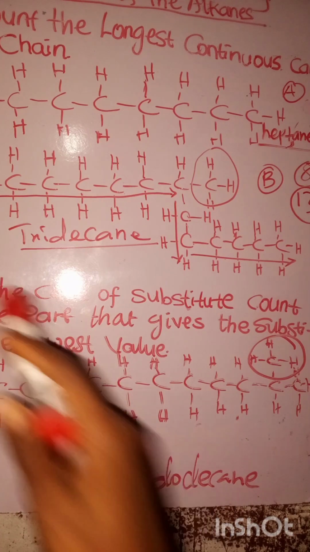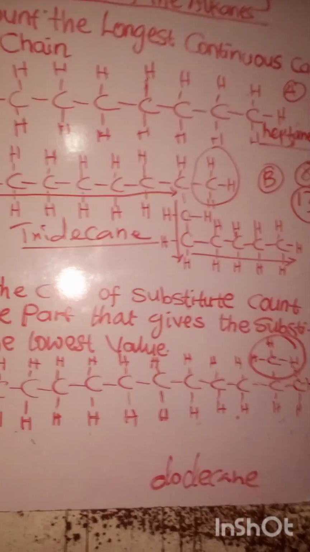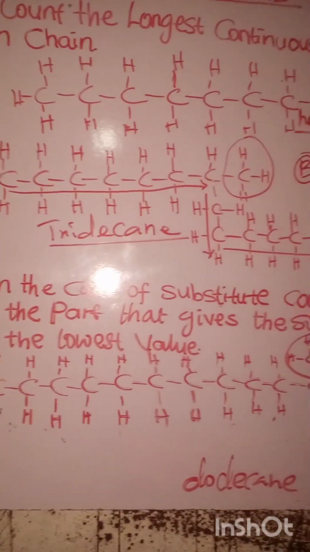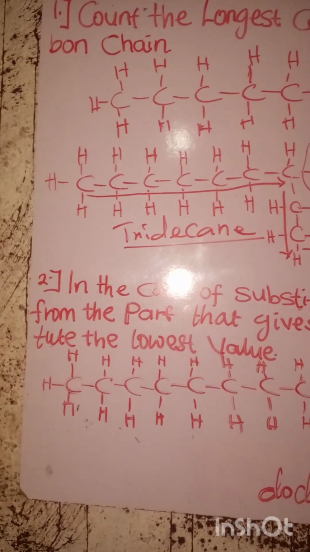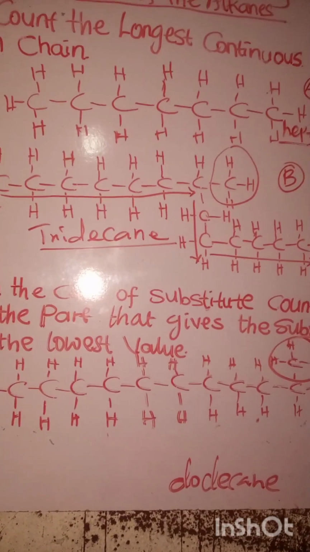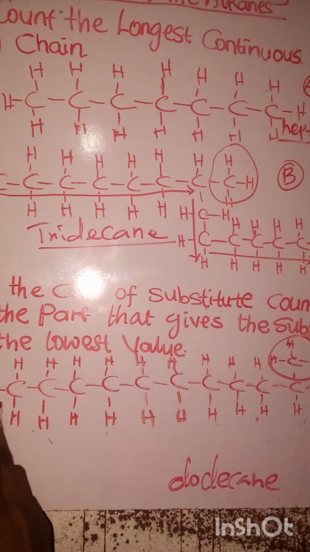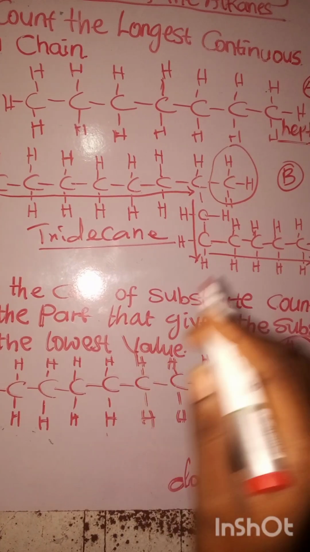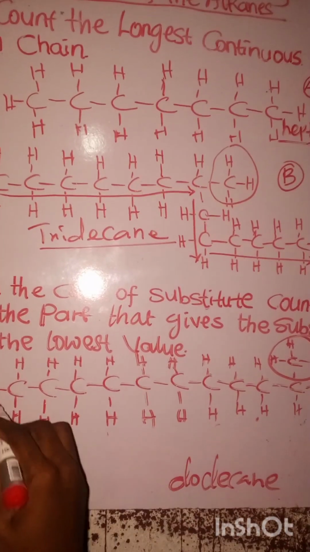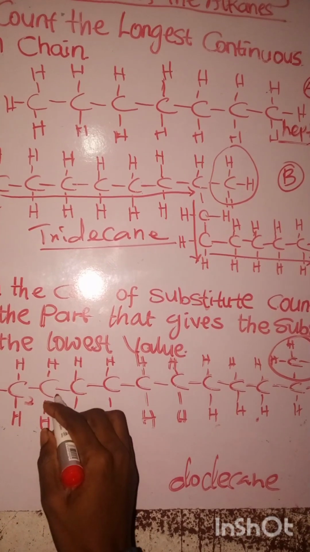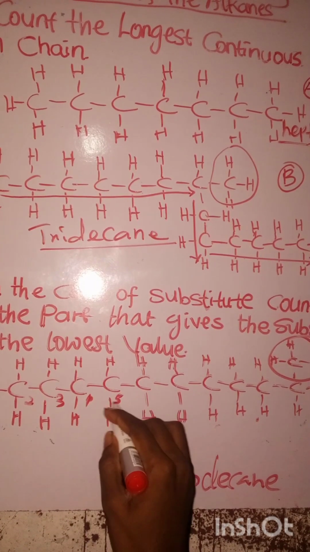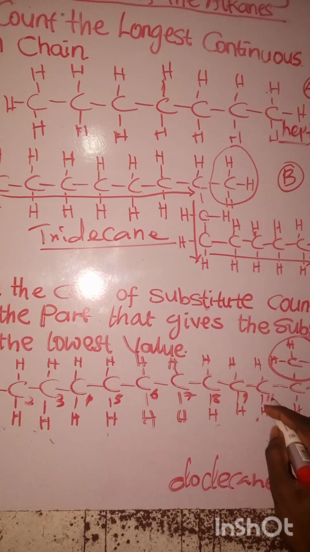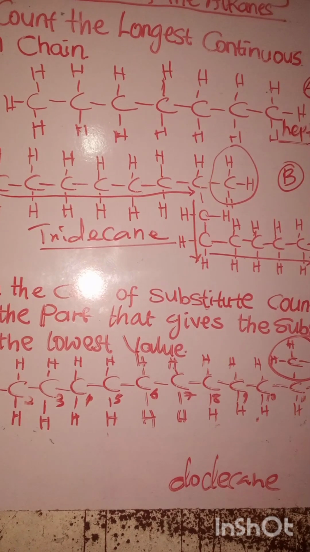So what do we do? This is what Rule 2 says. Rule 2 says, in the case of a substituent, count from the part that gives the substituent the lowest value. Now let's check this. Let's assume we are counting from this part. You number your carbon atoms. That's one of the steps you need to take as a beginner. You number: 1, 2, 3, 4, 5, 6, 7, 8, 9, 10, 11, 12.